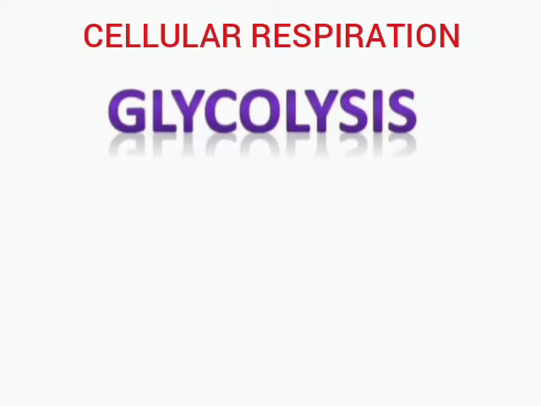Today, we will have the revision on cellular respiration, or the two steps of cellular respiration. The first step is glycolysis and the second step is the Krebs cycle or TCA cycle. So, let us start with the first step. Glyco comes from glucose and lysis comes from breakdown. So the word glycolysis means the breakdown of glucose.